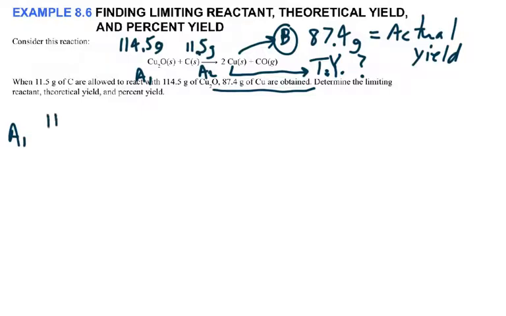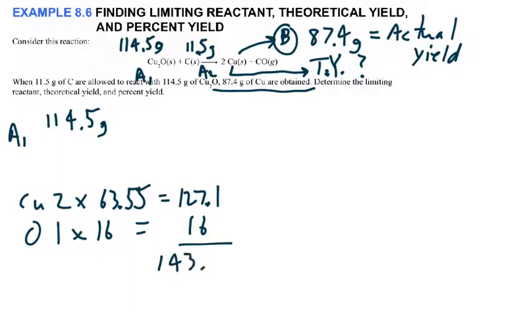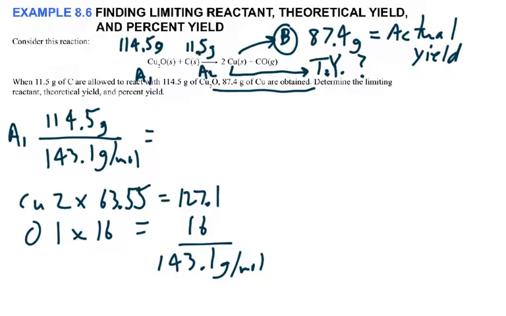So we got 114.5 grams of Cu2O. We got 2 coppers, 1 oxygen. From the periodic table, copper is 63.55. We're going to multiply that by 2. You get 127.1. Oxygen is 16. Add this up and you get 143.1 grams per mole. So the first step is to divide by 143.1 grams per mole. We're going to change grams of A into moles of A.